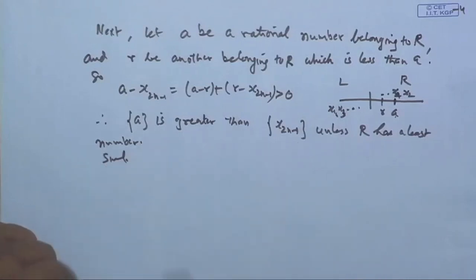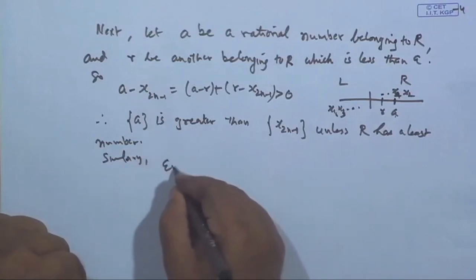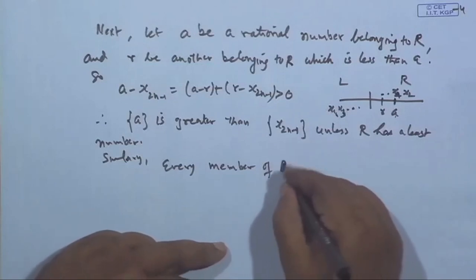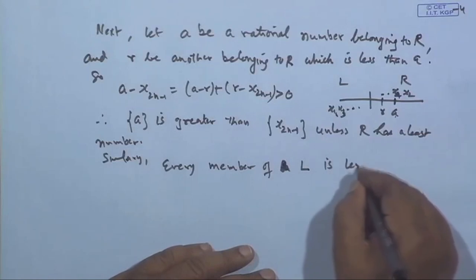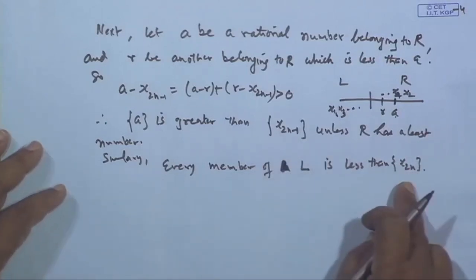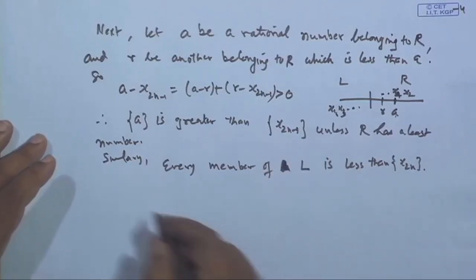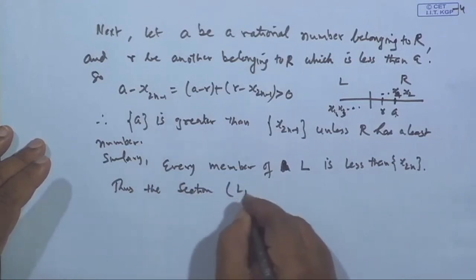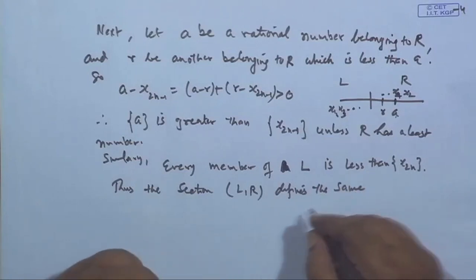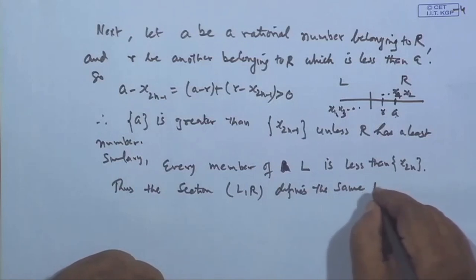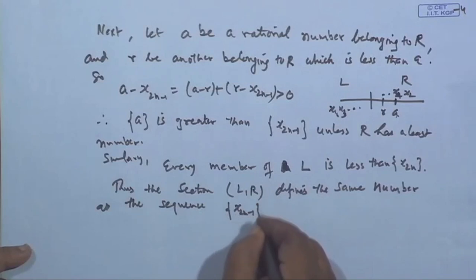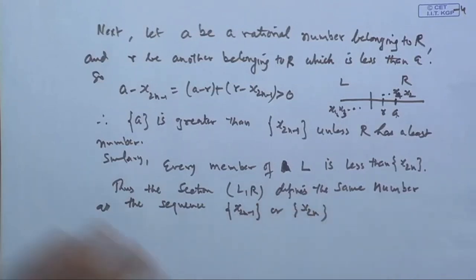Similarly, every member of L is less than the terms of the sequence x_{2n}. But these two sequences are equivalent, they give the same number. So the section L, R defines the same number as the sequence, either x_{2n-1} or x_{2n}, because both give the same number, is it not?